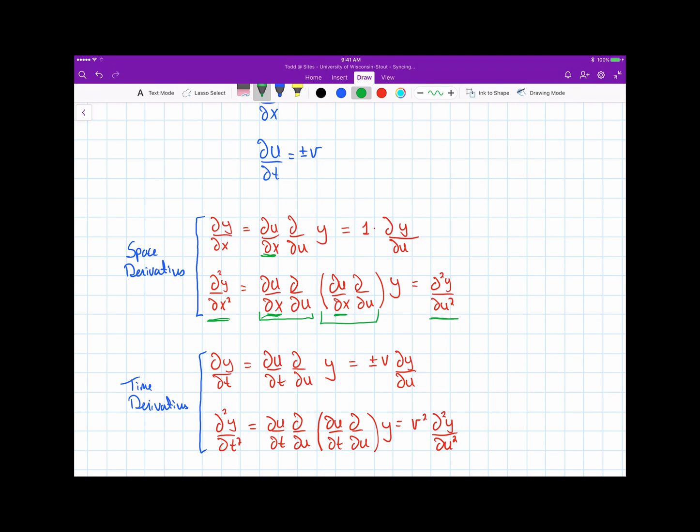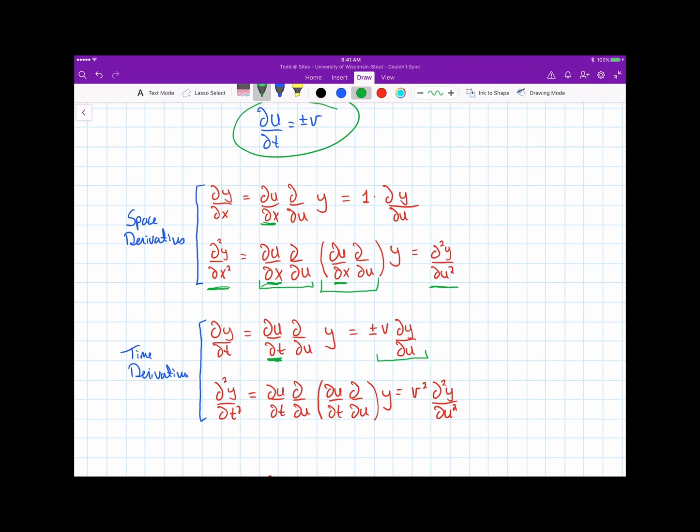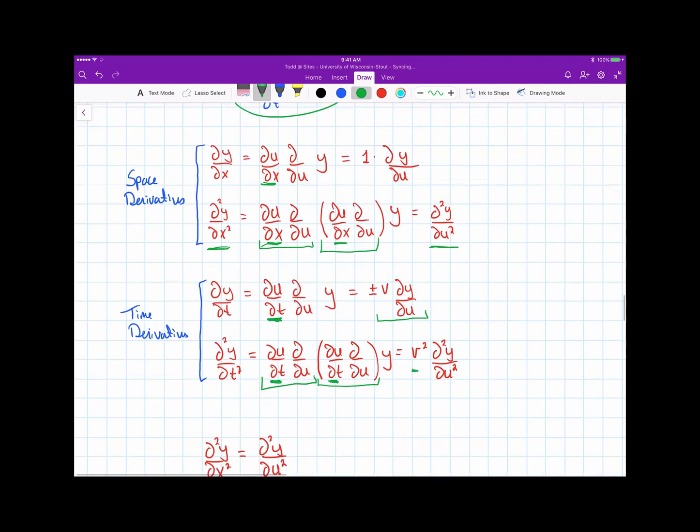Now we need to do the same thing for the time derivatives. And let's just start off with dy by dt. And here we have du dt, d by du of y. Now notice that du dt we got up here as plus or minus v, and so this is what we get for dy dt. We're actually concerned with the second derivative, and so we're going to go ahead and differentiate twice, and each one of these du dt's gives me a factor of plus or minus v squared. Since it's squared, the sign doesn't matter, and so we're just left with the term v squared, d squared y du squared.